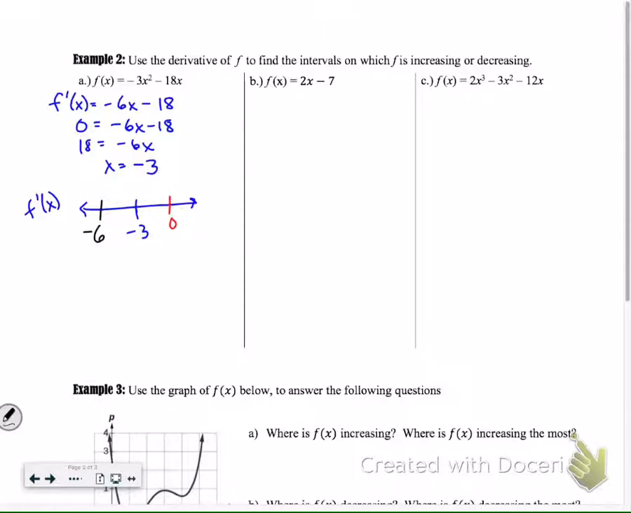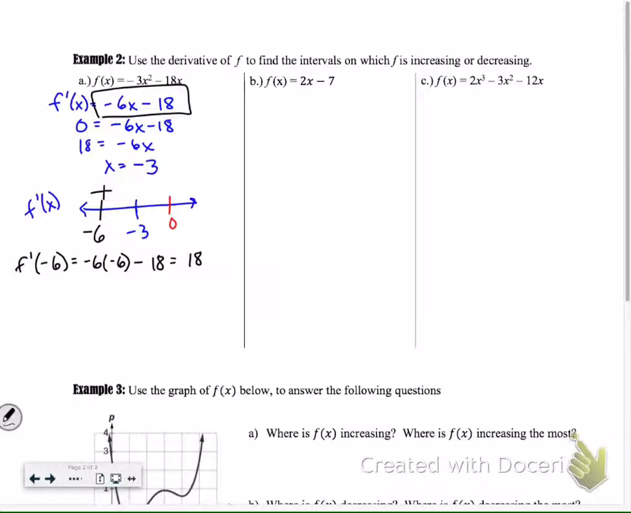Now I'm going to plug these numbers into the derivative. So here is the derivative. I'm going to do f'(-6). So negative 6 times negative 6 minus 18 gives me positive 18. So I'm going to write a plus right here. What that means is that every number to the left of negative 3, so negative 4, negative 5, negative 6, negative 1,000, is going to give me a positive answer.